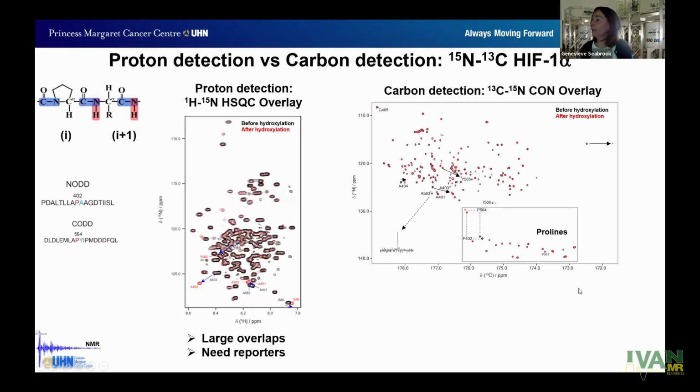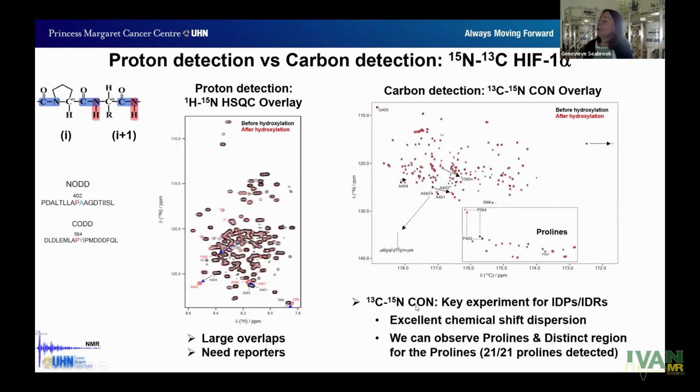You can observe the prolines. Now you are observing directly the amino acid that's getting modified. In this case, it's the prolines. So now we can see the prolines, which we could not see in the HSQC. But the other advantage is that the chemical shift for those prolines is extremely well placed, in the sense that it's quite far away from the rest of the other amino acids. So it's very well separated.